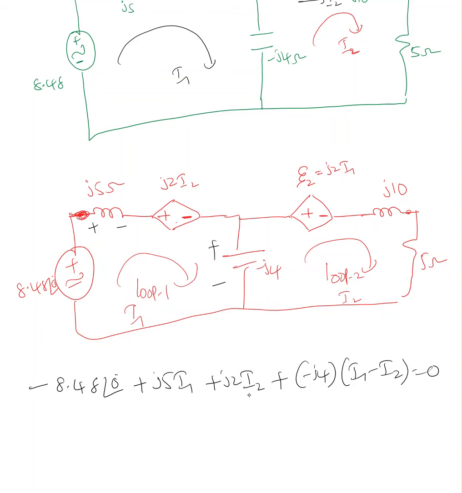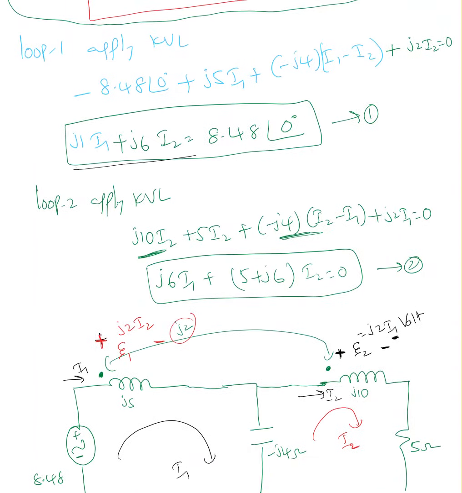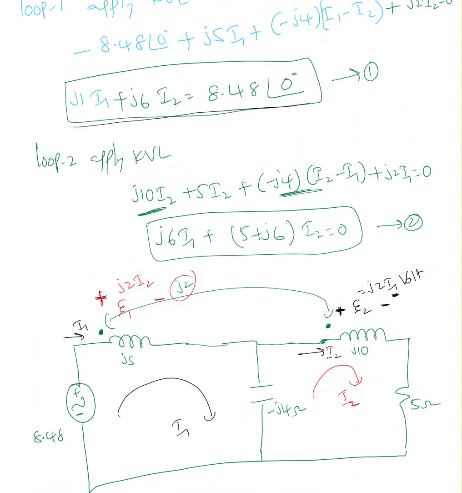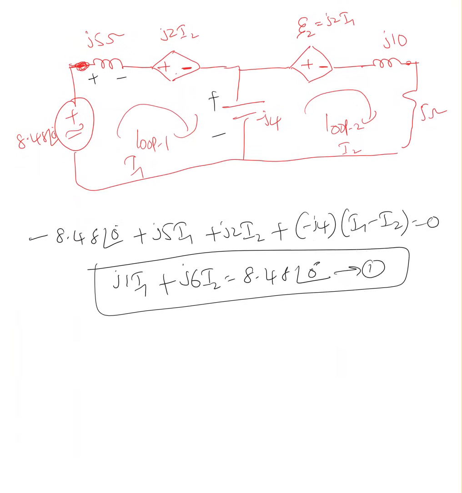So if I simplify this, plus J5 I1 minus J4 I1, which is J1 I1, plus J2 I2 minus of J4 minus I2, which is plus J4 I2 plus J2, so J6 I2 equal to 8.48 at an angle of 0. This is our first equation. If you look into the first equation, it must be the same here. J1 I1 plus J6 I2 equal to 8.48 at an angle of 0. Now this is loop 1.